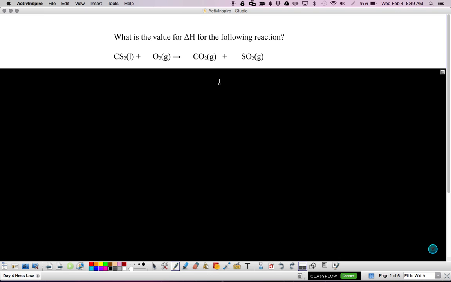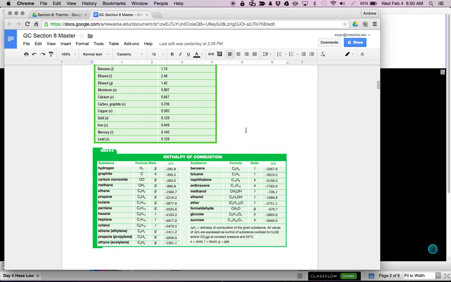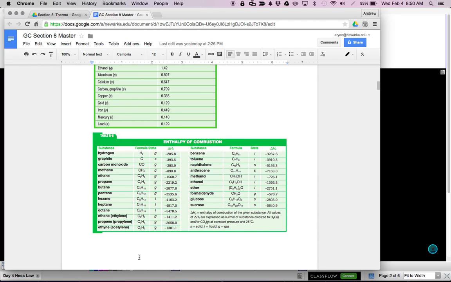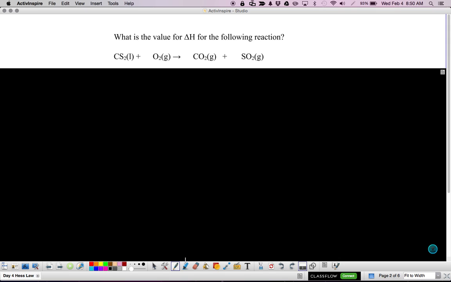All right, so the astute amongst us might figure out that this is a combustion reaction of sorts. Okay? However, if I look in my combustion table, I don't see carbon disulfide in there. It doesn't show up, right? So, got a problem. You can't solve this just by looking at the table, okay?